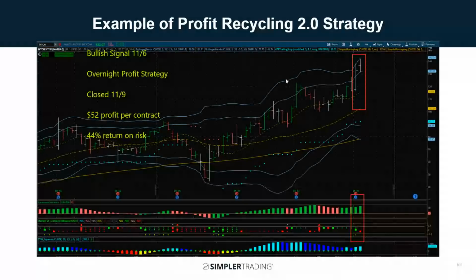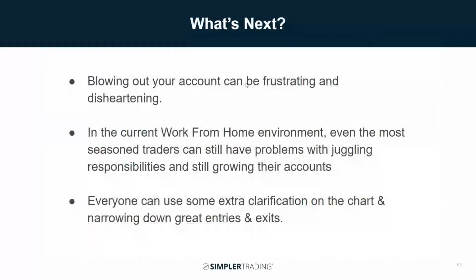Here was one on Match. This one was based off the weekly chart after the earnings announcement. We printed for the week a bullish divergent bar, so I opened the trade on the 6th. I gave myself time for the trade to work out, but still was able to close it that Monday, that next trading day, for a $52 profit per contract, which was a 44% return on risk.